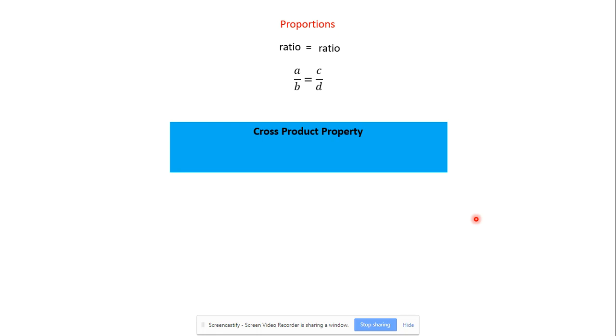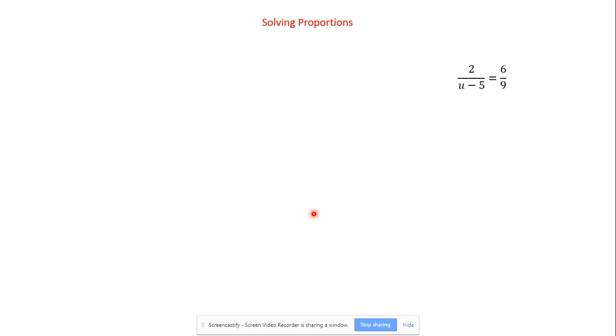And what the cross product property says is if I have this proportion, a over b equals c over d, then I can use cross products, a times d equals b times c. So I can multiply sideways, a times d equals b times c. And so, in solving proportions, you might be thinking, I know how to do this.